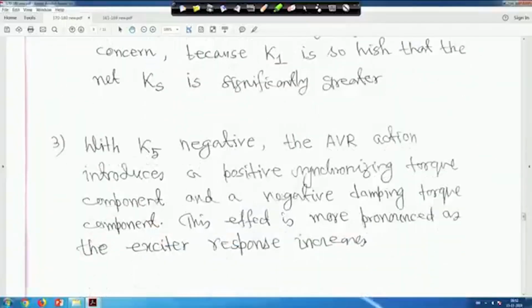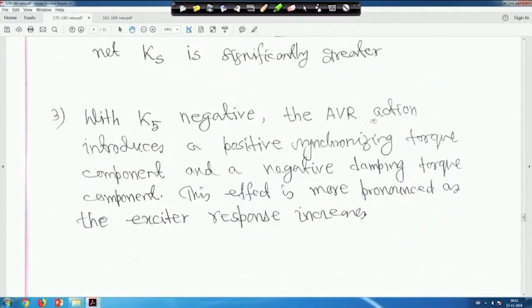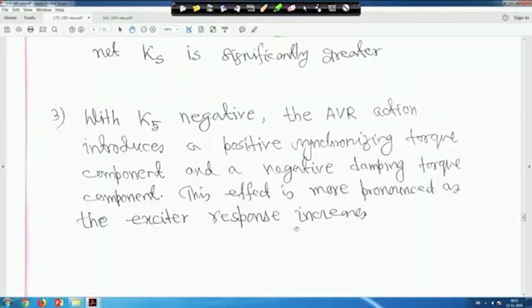Now, with K phi negative, the AVR action introduces a positive synchronizing torque, which we have seen for K phi equal to minus 0.12, and a negative damping torque component, which we have also just seen. And this effect is more pronounced as the exciter response increases, but the details cannot be covered in this video course or even in a regular classroom course, because it involves a huge computation and takes time.